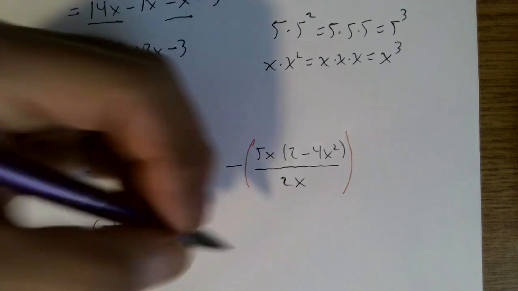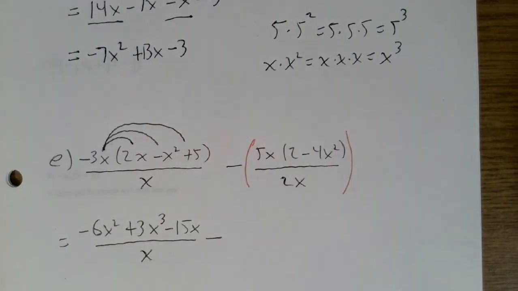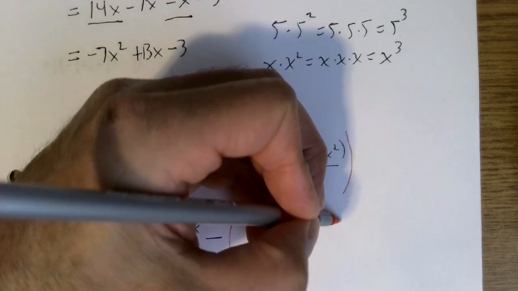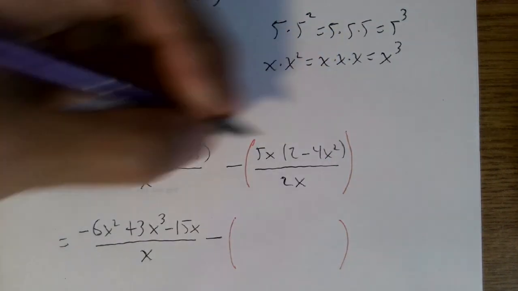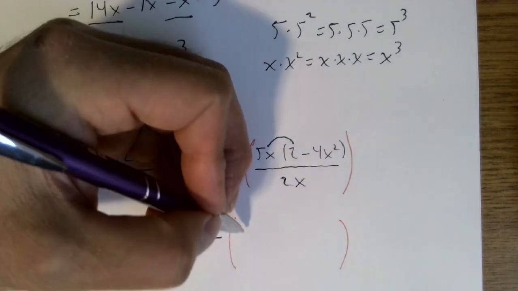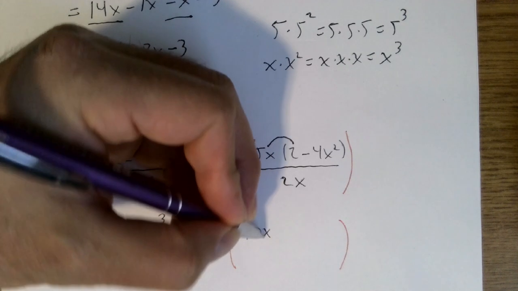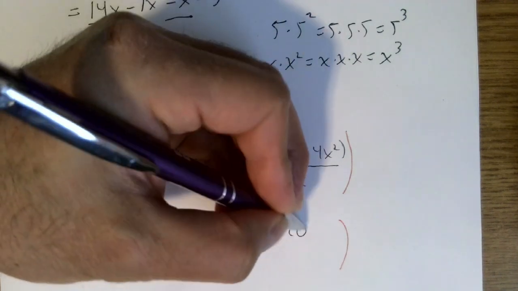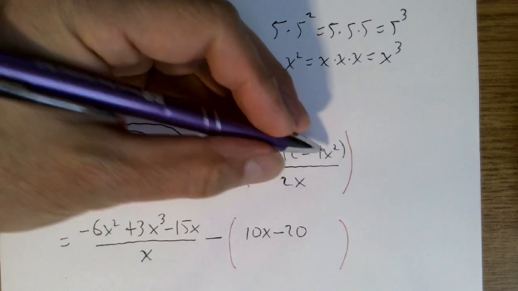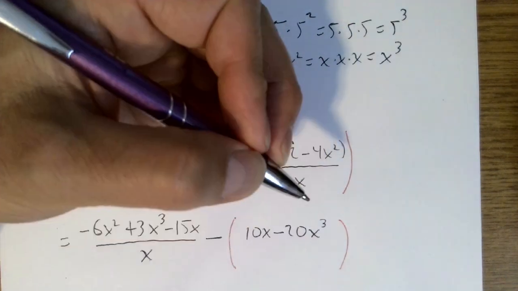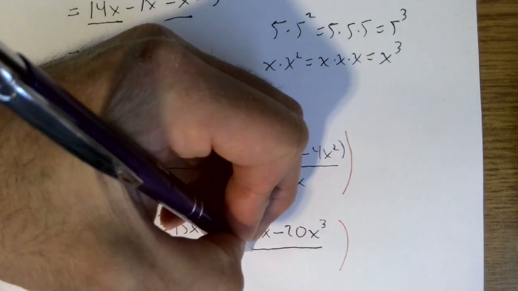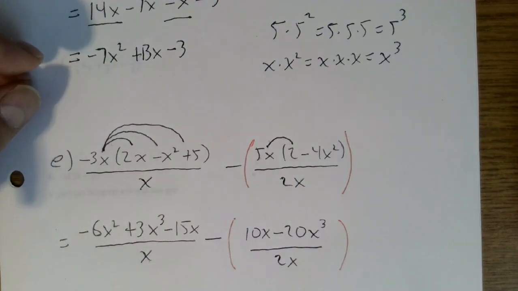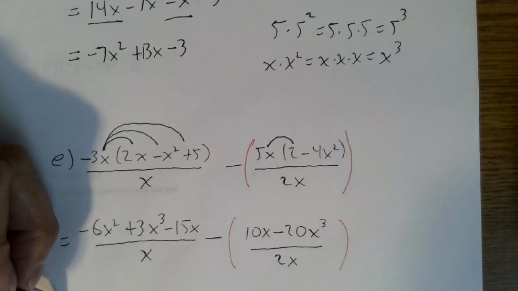Okay, and then minus, and we need to remember that we've got the brackets here. 5x times 2 is going to be 10x. And then minus 5 times 4 is 20. And we remember that x times x squared is x to the power of 3. And that's all still over 2x. Okay, next line. We're going to do our divisions.